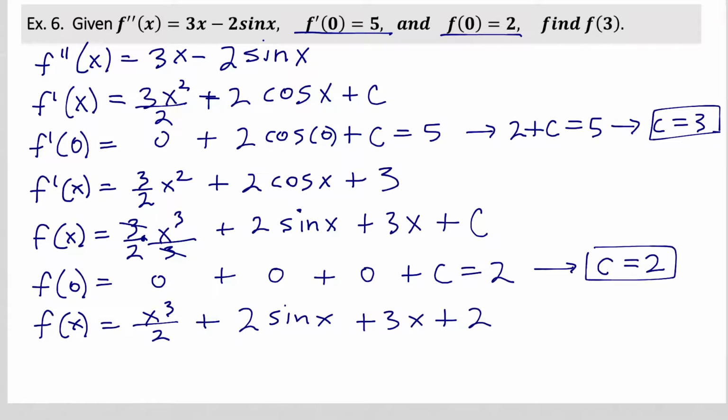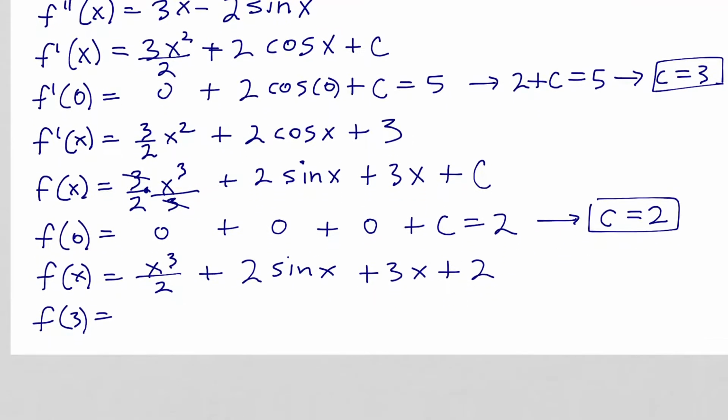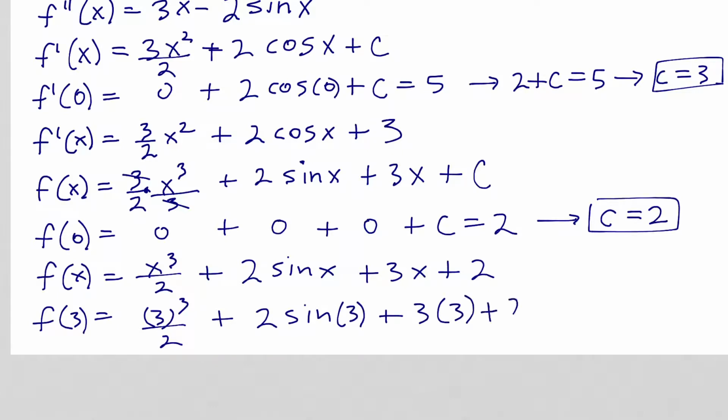And the last thing we need is to find f of 3. So we'll substitute 3. So we'll get 3 cubed divided by 2, plus 2 sine of 3, in radians of course, plus 3 times 3 plus 2. So if you type that into your calculator, you should get 24.7822.